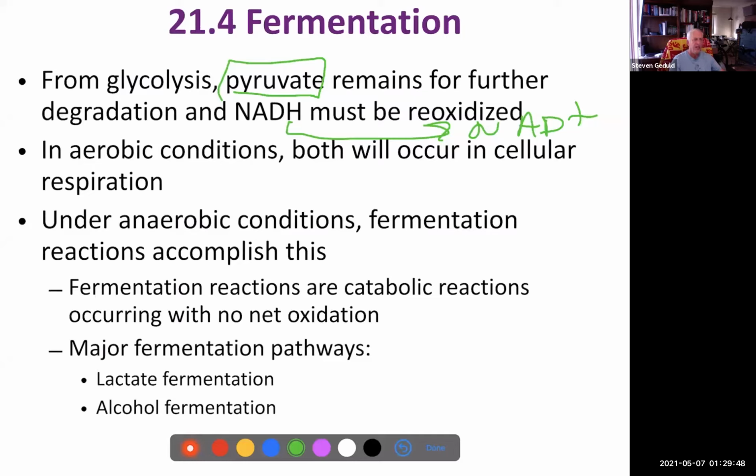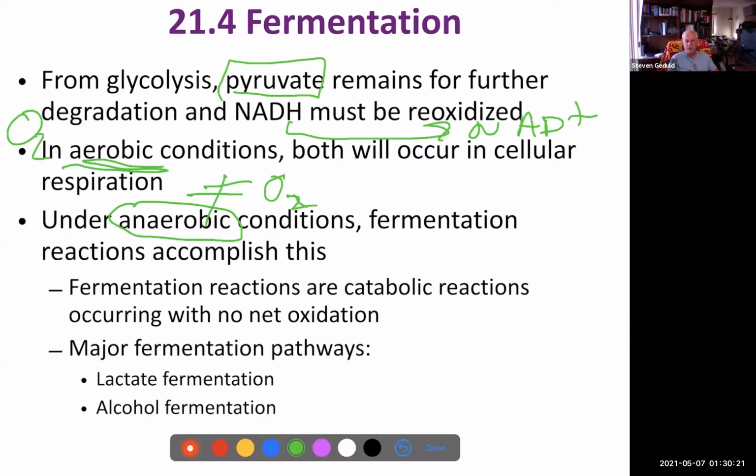All right. In aerobic conditions, which means in the presence of oxygen, both will occur in cellular respiration. You're going to break down pyruvate and you're going to oxidize NADH back to NAD plus. That's under aerobic conditions. In anaerobic conditions, which means no oxygen is present, the absence of oxygen.